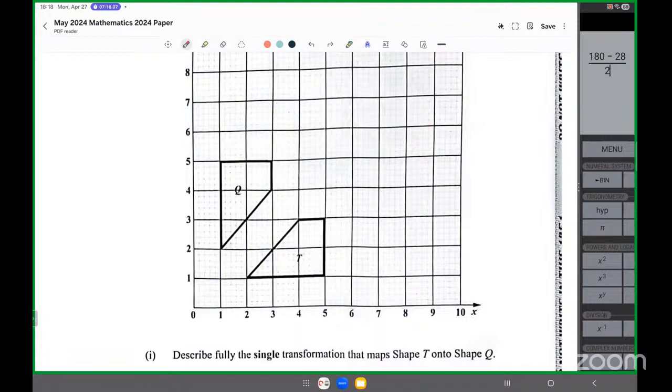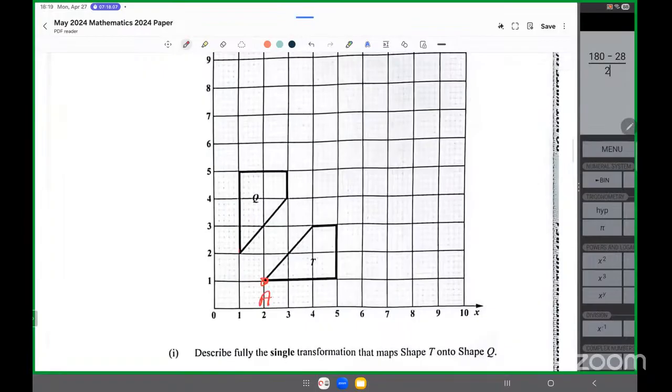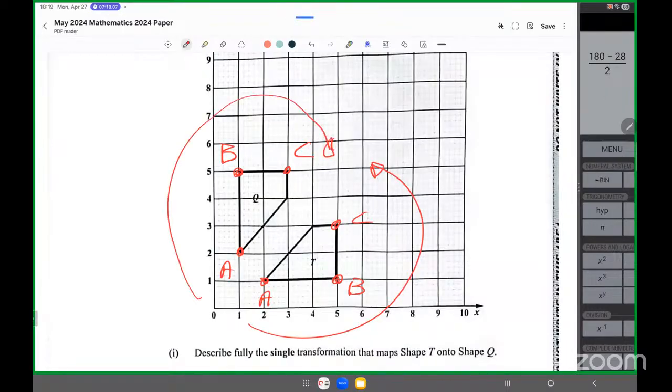Because they don't give us any points, you can put on some points for yourself. For example, you can call this point A, and this corresponds to A. You can call this vertex over here B, and this corresponds to B. Call this vertex C, and this one corresponds to C. If you look at this one now, the orientation is anti-clockwise, A to B to C, and this one is this way. So the orientation has been reversed. The orientation of the image and the object are opposite, one clockwise and one anti-clockwise. So because the orientation is reversed, you know you have a reflection in a line.